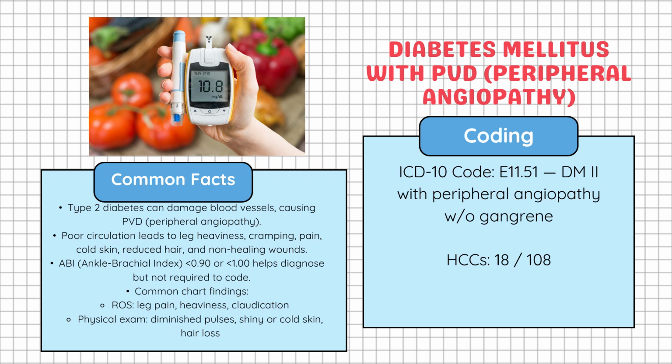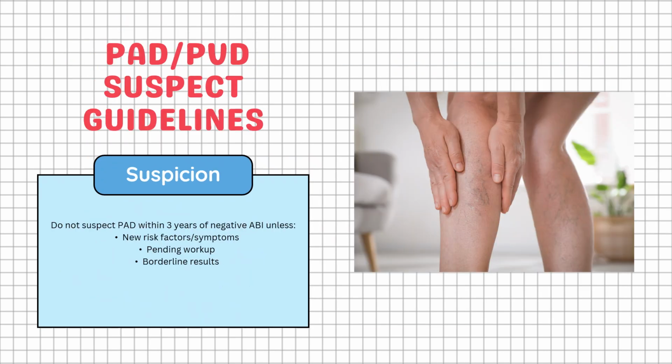And then when you are recommending, you're going to use E11.51, which is diabetes with PVD. It's HCC category 18 and 108. Do not suspect PVD within 3 years of a negative ABI unless there are new risk factors, symptoms, a pending workup, or borderline results. Please, if you do not see that the patients are on medication or they have any symptoms, please do not continue to document the PVD if there's negative ABIs.